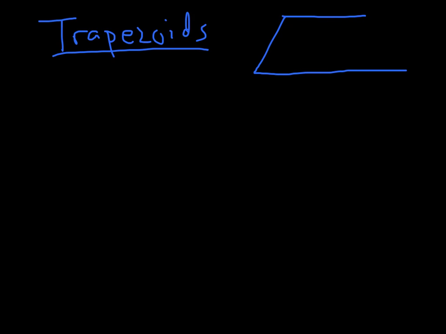Here is a quick review of trapezoids. A trapezoid is a quadrilateral with one pair of opposite sides parallel. There's also something called an isosceles trapezoid.